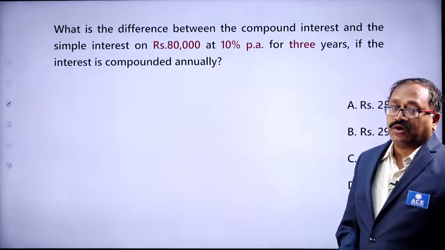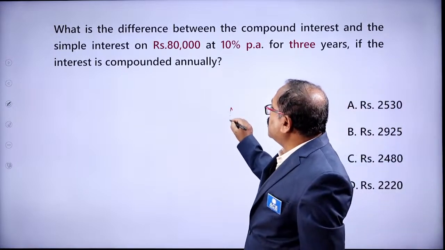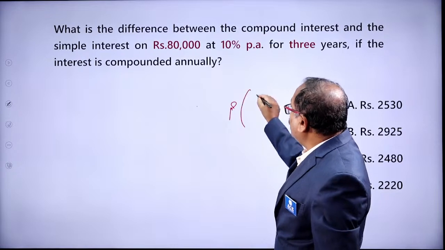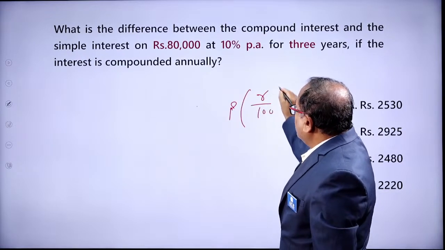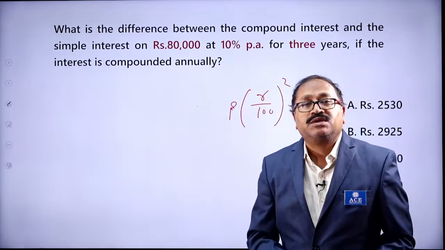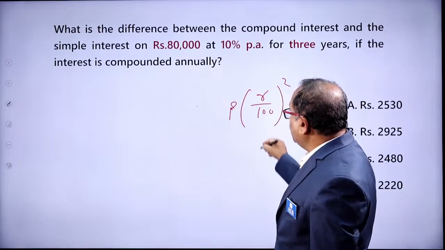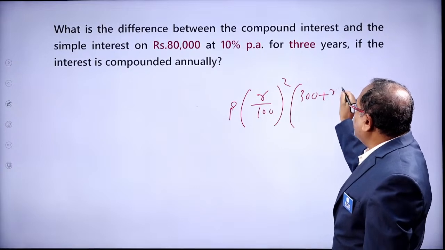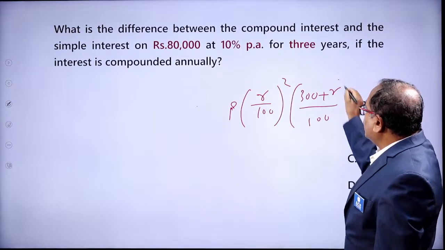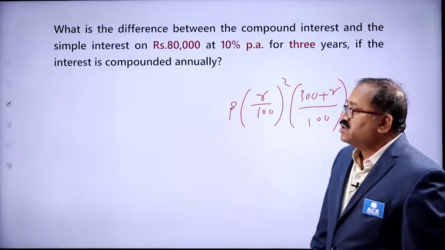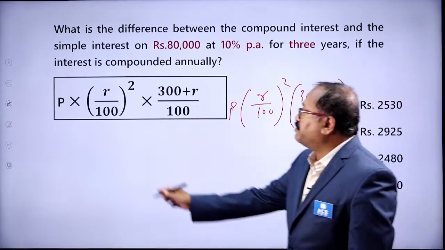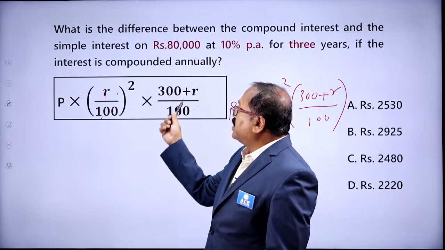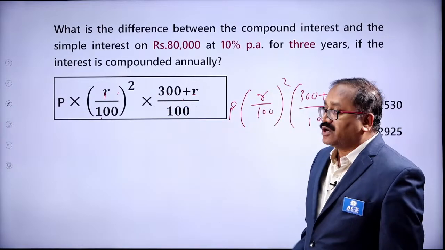So the 3 years formula. What is the 2 years formula? The 2 years formula is the difference is equal to P into (R by 100) to the whole power 2. This is for 2 years. For 3 years, the same thing will be there, and the additional part will be 300 plus R by 100. So this is the additional part we add. This is the formula I mentioned here: P into (R by 100) to the whole power 2, into (300 plus R) by 100. This is the additional part that comes.